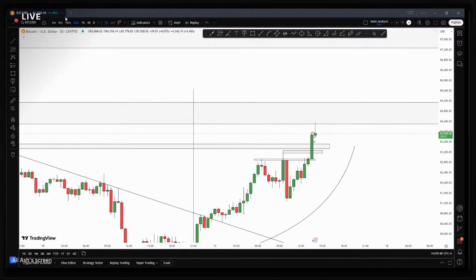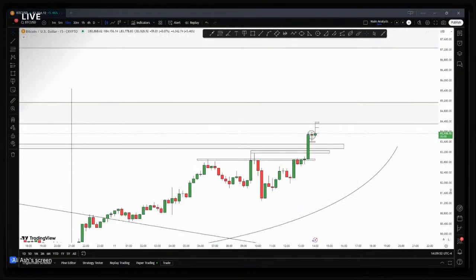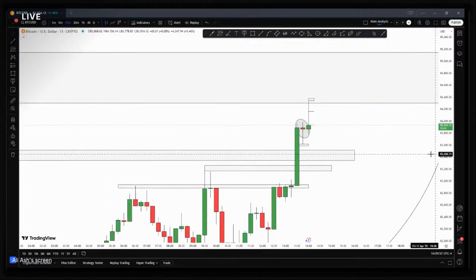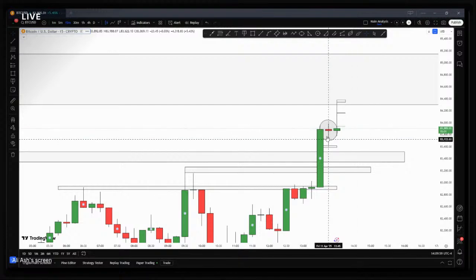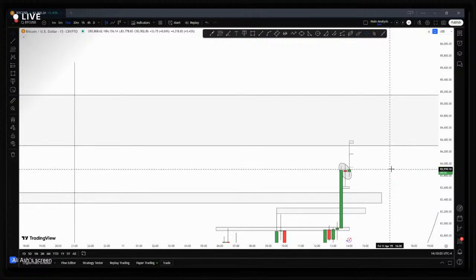So we have, I guess, 5 minutes left for the 15-minute candle. Hopefully it ends here and rejects this evening star. If it does that, then we're good to go for an 85,400 long.